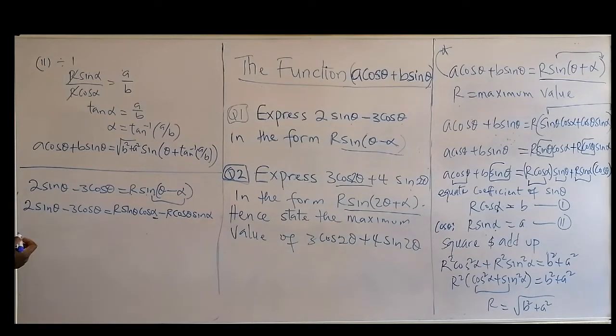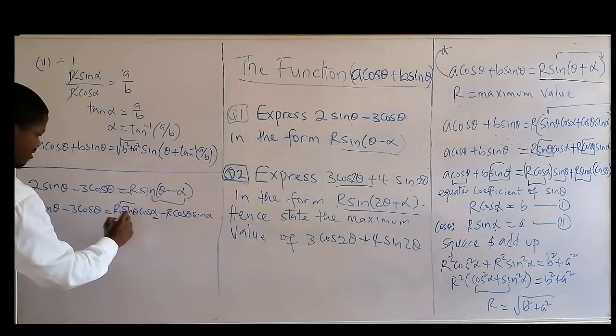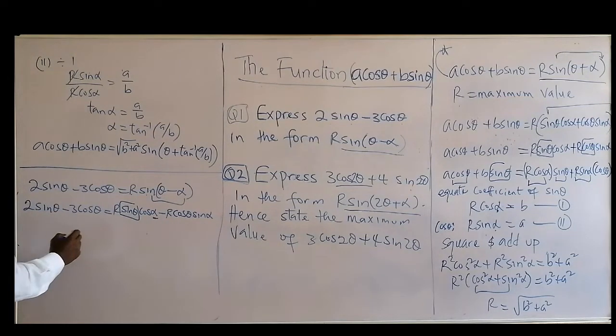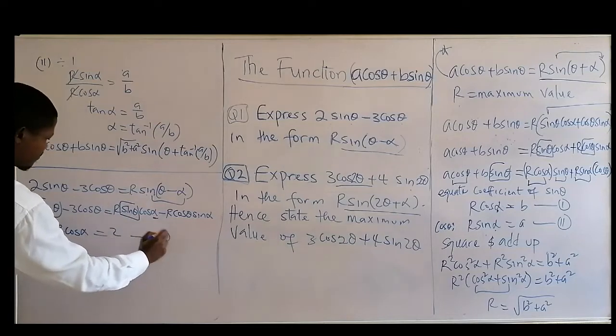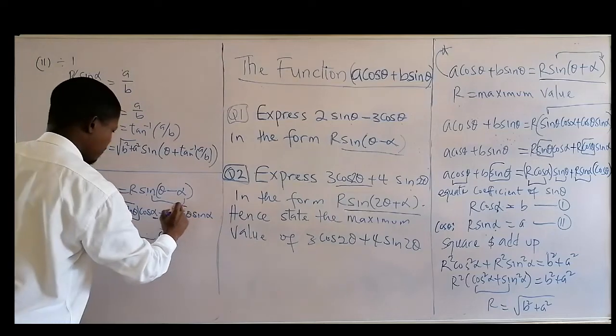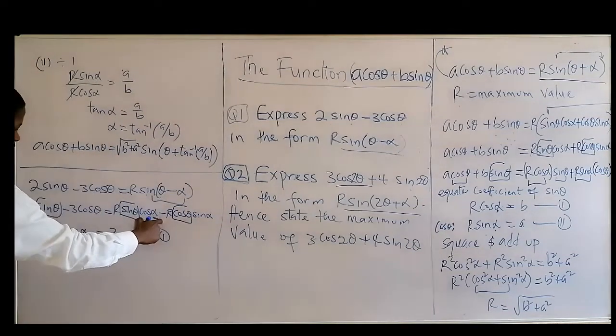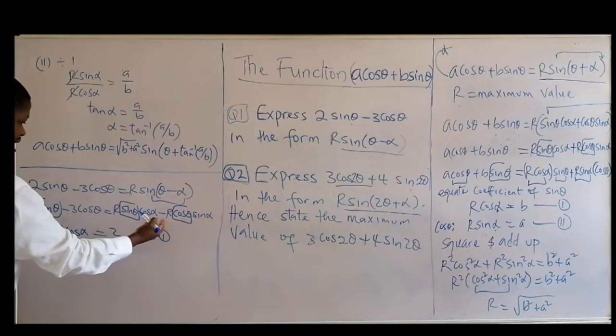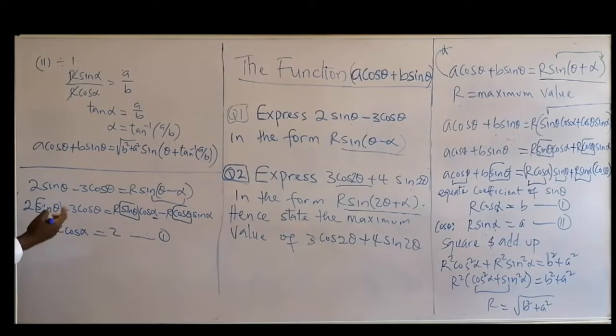Then the next thing to do is to equate the coefficients. Equate the coefficient of sin θ: r cos α equals 2, equation 1. Then equate the coefficient of cos θ, which is minus. Because what we have here is minus and this is also minus, we can decide to ignore that. But if you want to follow, that will be equal to minus.